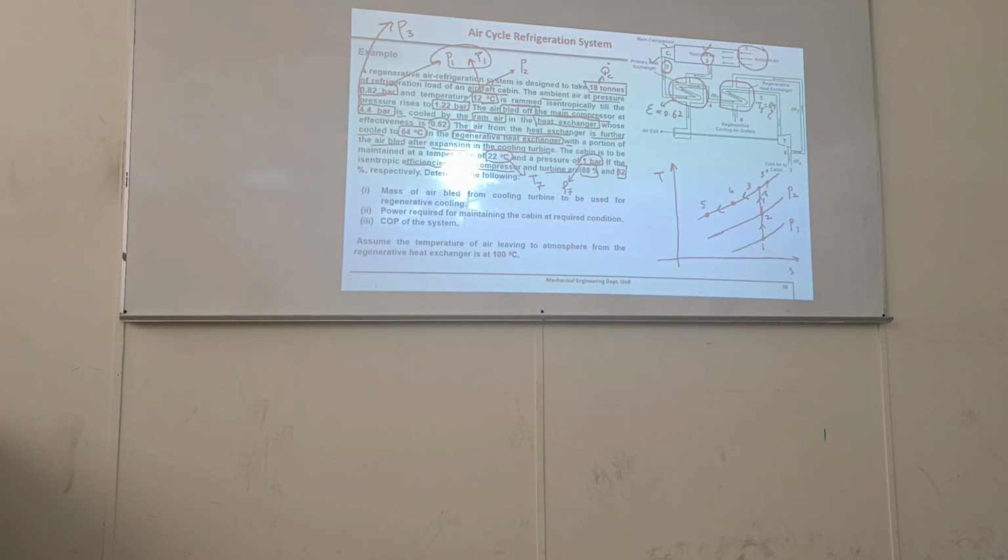At point 5, it enters into a turbine. It is cooled to some low pressure. Let me show point 6. Isentropic efficiency of the turbine is given, so show the non-isentropic part: 6 dash, and 6 to some point 7. Here is the cooling part.